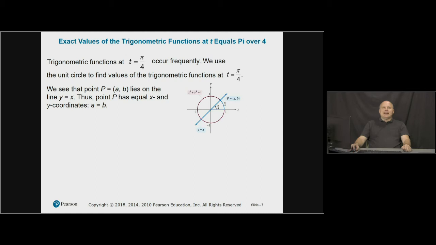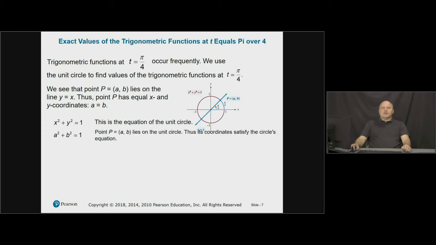So we see that the point (a, b) lies on the line y equals x, thus they're equal, so a equals b. Now x squared plus y squared equals 1, which is the equation of the unit circle. Therefore, a squared plus b squared equals 1, because that's the point I'm referring to, but they're equal, so I get a squared plus a squared equals 1.